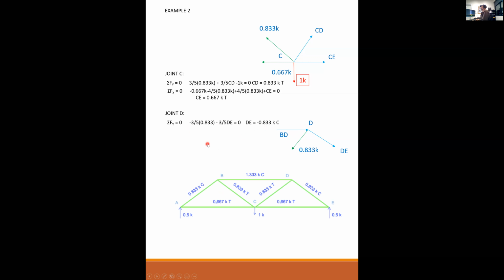And that does it. Here's my truss. For a 1 kip virtual load, my reactions are half a kip and half a kip because it was symmetrical. And you can see all the values for the individual struts or members that we had just found. Any questions about the first half, the virtual loading?